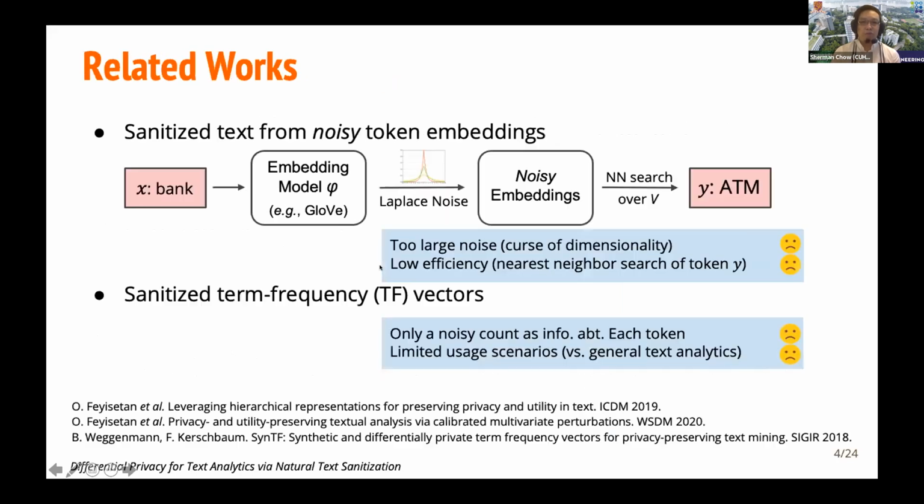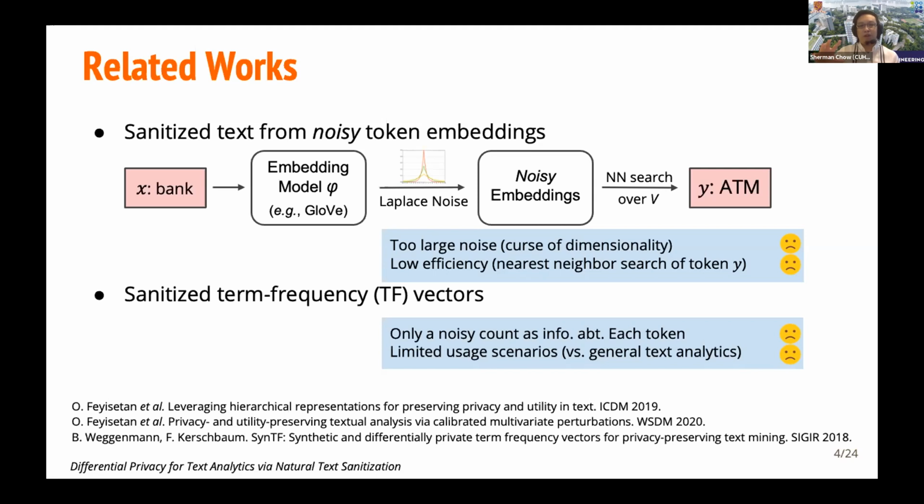Now let me quickly talk about some prior work. As a matter of fact, we don't have too many related works in the literature. We try to broadly classify them into two main categories. The first one is to produce sanitized text via noisy token embedding. What do I mean by that? Let's say we have a token or vocabulary word like bank. The workflow first gets its embedding vector from some embedding model such as GloVe. Then with that vector we add Laplacian noise over it. We get a noisy embedding, and that is the last stage which we find a bit problematic.